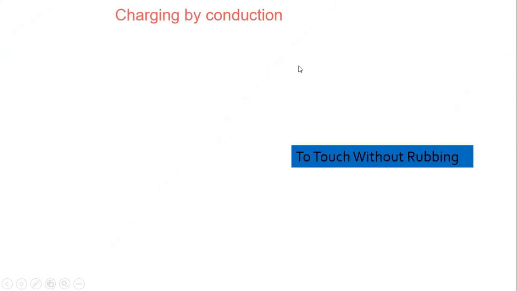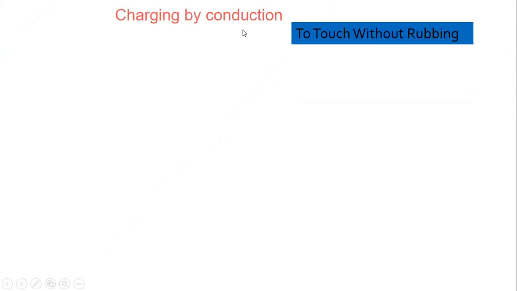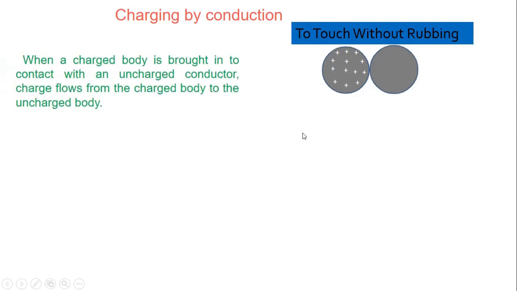Now the next and the last method of charging is charging by conduction. What's the difference between conduction and induction is that here we have to touch the two objects without rubbing. The two objects are in contact with each other, but we are not rubbing them. Mind it, the keyword here is that they are in touch with each other. And in induction they were not in touch.